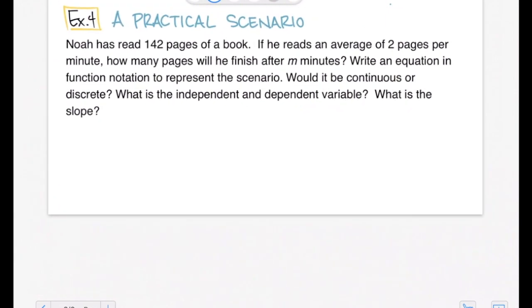All right, and finally, we're going to do a little bit of a spiral review here, but then also talk about slope.